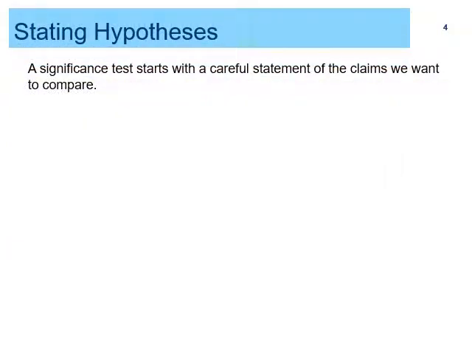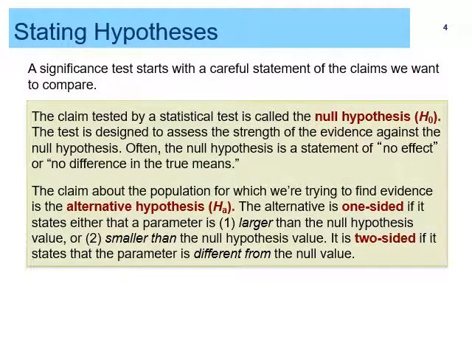So, stating hypotheses. A significance test starts with a careful statement of the claim we want to compare. The claim tested by a statistical test is called the null hypothesis. The test is designed to assess the strength of the evidence against the null hypothesis. Often the null hypothesis is the statement of no effect or no difference in the true means. The claim about the population for which we are trying to find evidence is the alternative hypothesis, which is represented as HA. The null hypothesis is represented by H0.